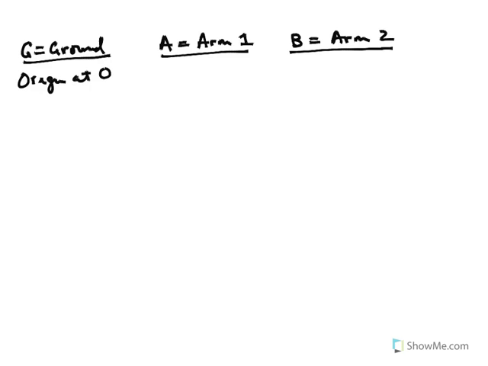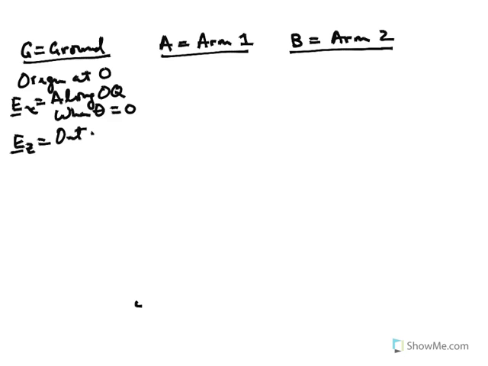I'm going to put EX along OQ when theta equals 0. EZ is going to be out of the page. And then EY is equal to EZ crossed with EX.